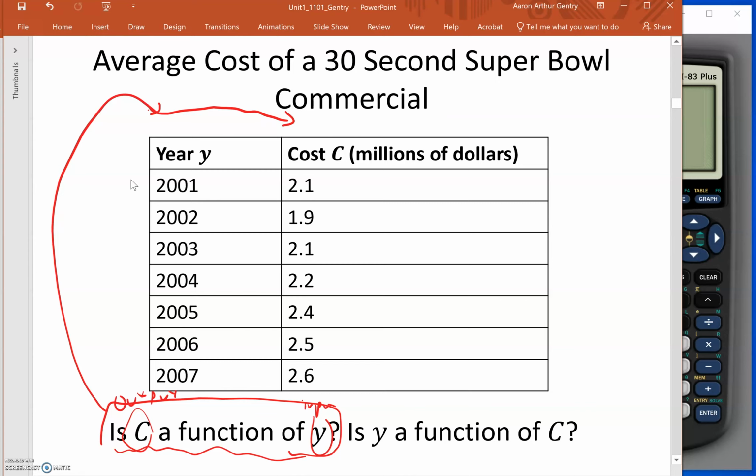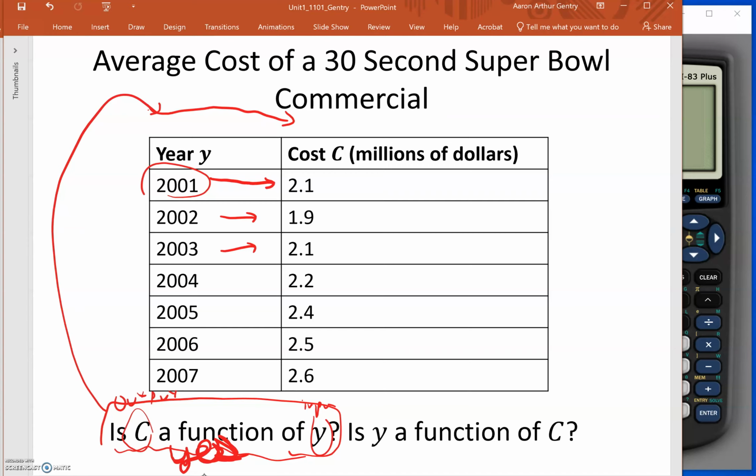So remember, what we have to have is that we cannot have one input going to more than one output. So basically you can't have 2001 go here and here, right? If it did, then that would be bad. That would not be a function. But that is not what we have. So we only have 2001 going to one value, and 2002 goes to one value, and so on and so forth. So yes, this is a function. Okay. So yes, it is.